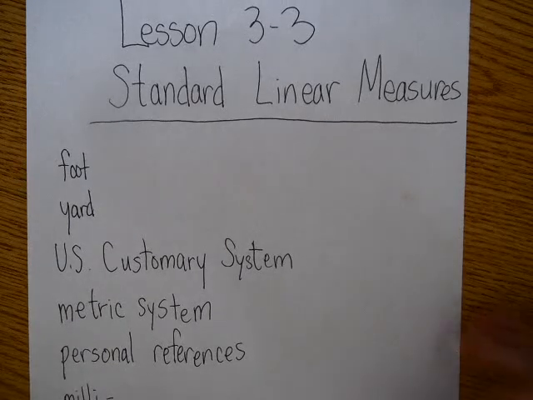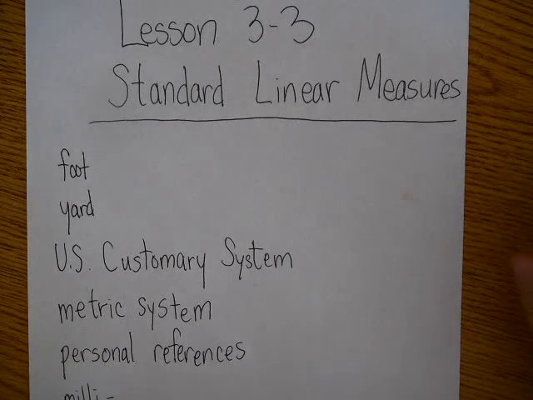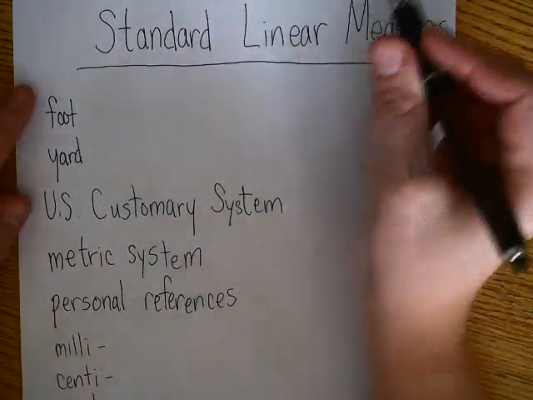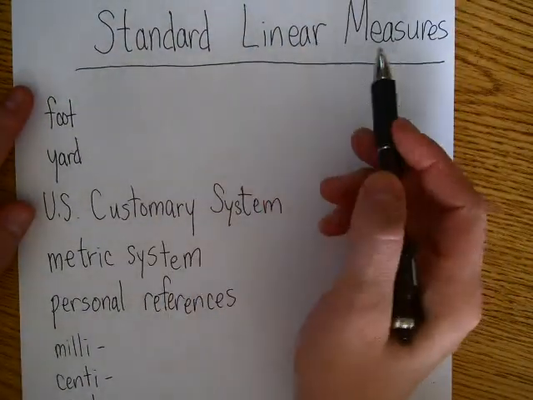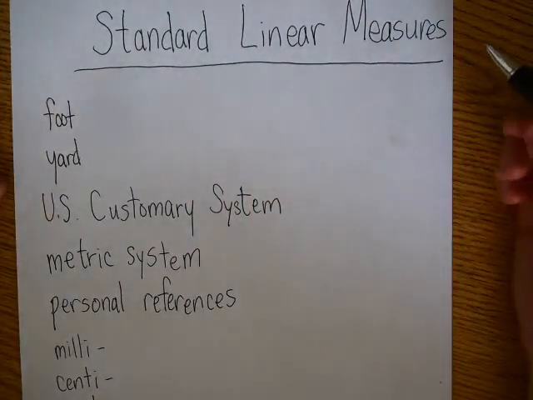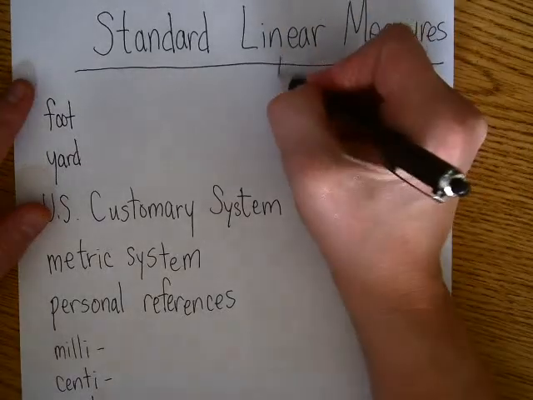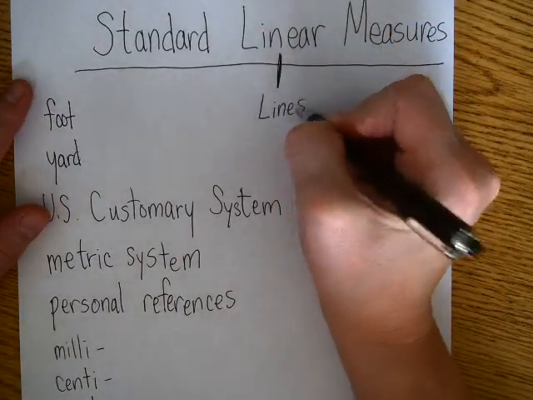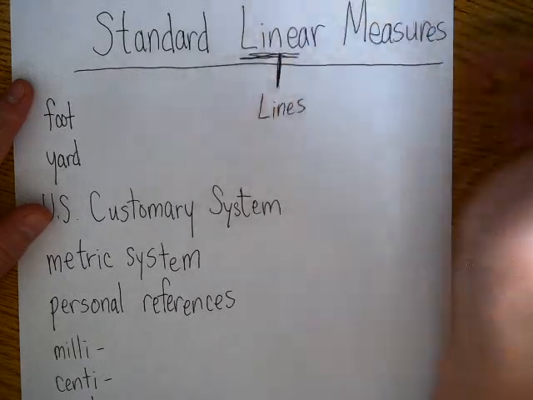This is lesson 3.3, Standard Linear Measures, the parent help video for grade 3 Everyday Math. We have a lot of new vocabulary for this lesson, so I want to go over it with you. We're talking about measurement, and standard linear measurements mean measurements in a straight line, things we would use to measure in straight lines. When you see linear, linear means lines, so something that we're going to measure lines with.